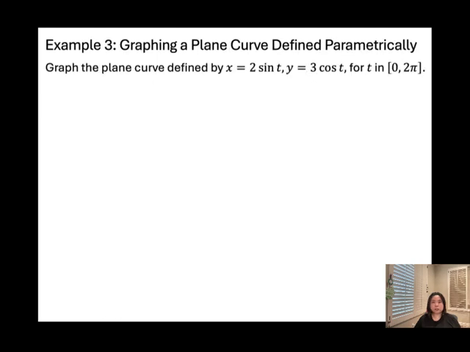Okay, example 3. Graph the plane defined by x equal to 2 sine t, y equal to 3 cosine t for t in 0 to 2 pi. We could try to find out the rectangular equation and then we can graph the equation. So what we're gonna do, we try to eliminate the t here. But since we do have a sine and cosine here, we may want to use the formula sine squared t plus cosine squared t equal to 1.